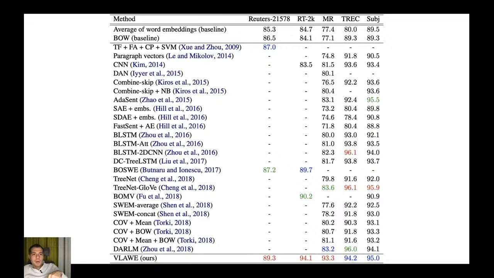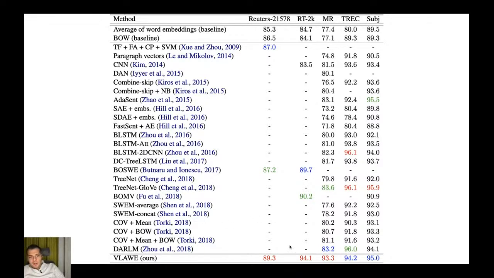Here we show results on five different corpora. These three are commonly used to show the performance of document embeddings. Here we have the bag of words baseline, which is based on words. The continuous bag of words, or the average of word embeddings, is also used as a baseline. And other methods proposed in the literature, such as paragraph vectors and other methods based on autoencoders, skip gram models and naive Bayes, bidirectional LSTMs with attention, and other representations based on GloVe and so on.